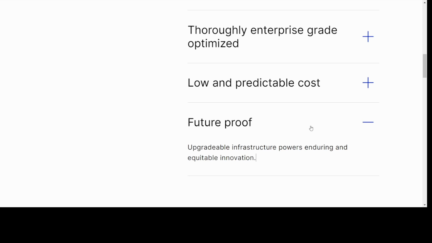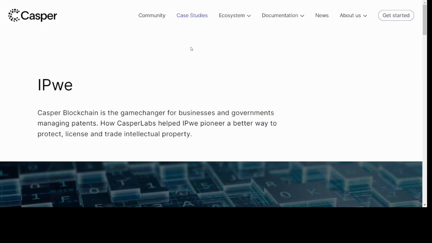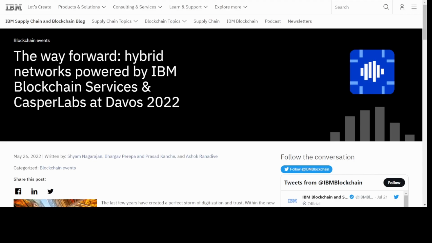So Casper has some notable partnerships within the ecosystem. So here's one with intellectual property. So this partnership is going to provide NFTs to different businesses and governments, providing a proof of ownership solution in a digital economy. Also, you have a partnership with IBM, providing a hybrid blockchain solution.